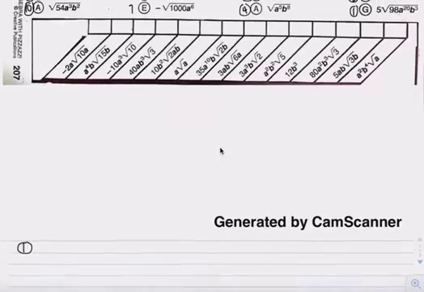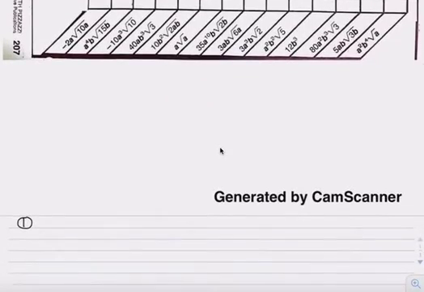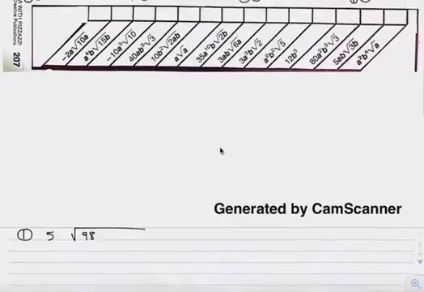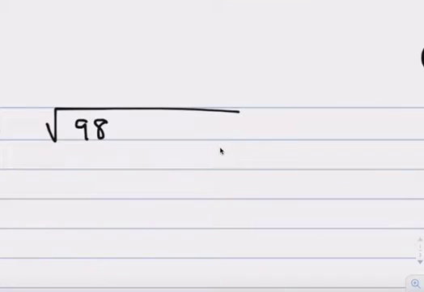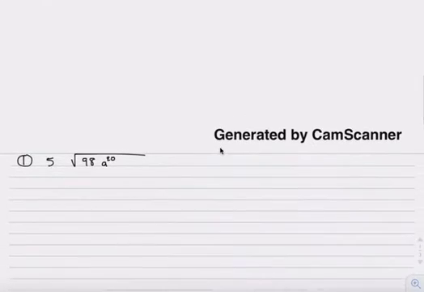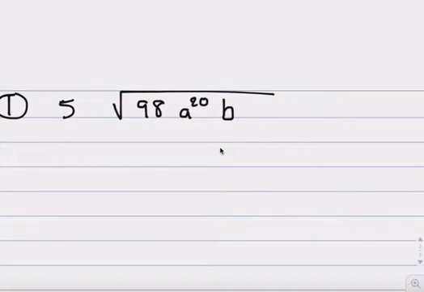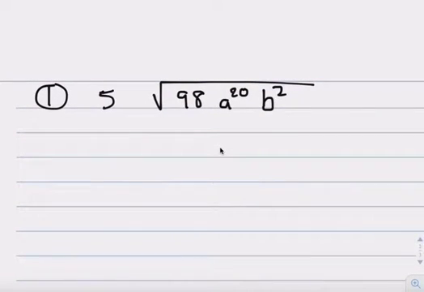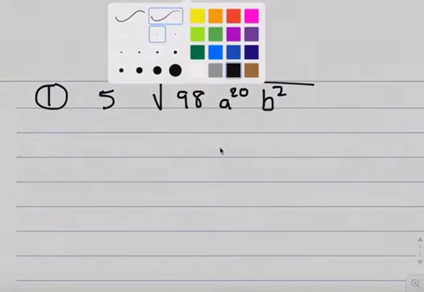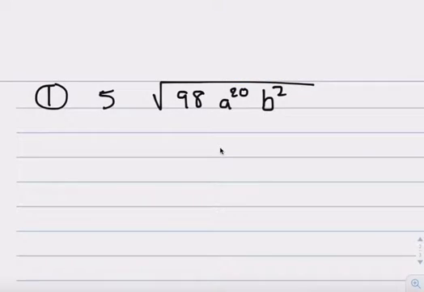Number 1 is 5 times the square root of 98 a to the 20 and b to the 3rd. Oh, here's where it's important that I teach the rules, because you do not want to write A 20 times. If you haven't come up with a rule on this yet, this is when I'm telling you, because I am not writing A 20 times.